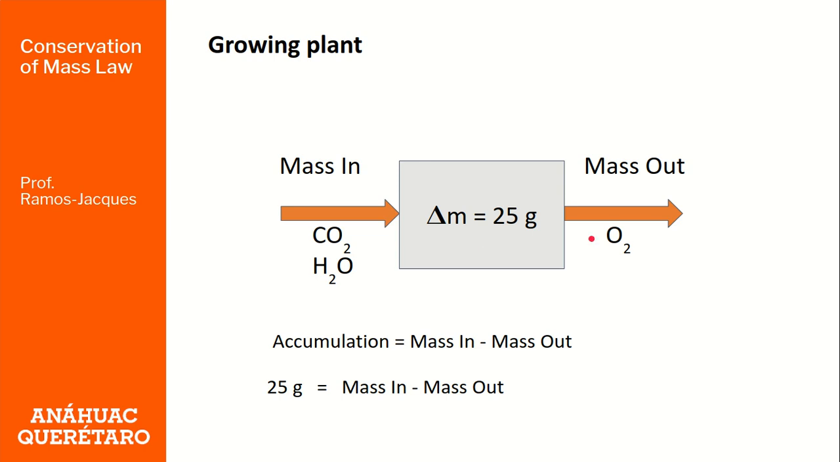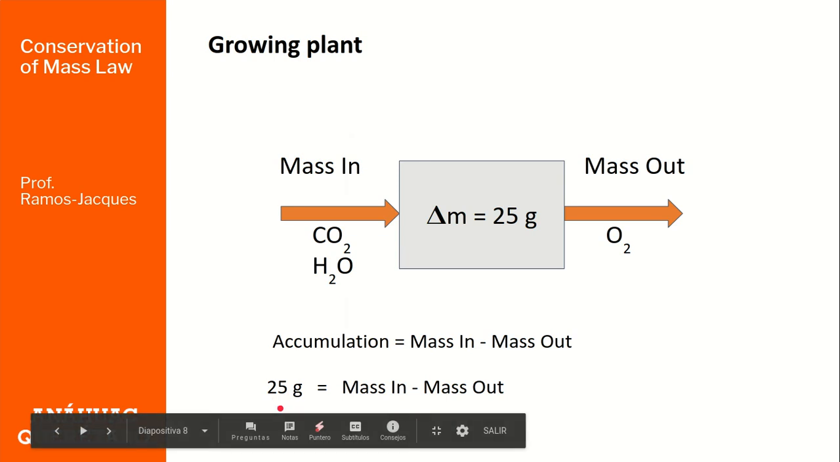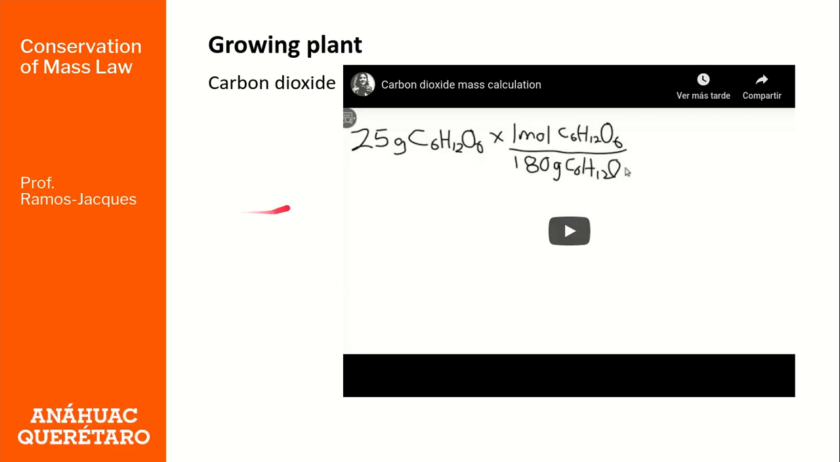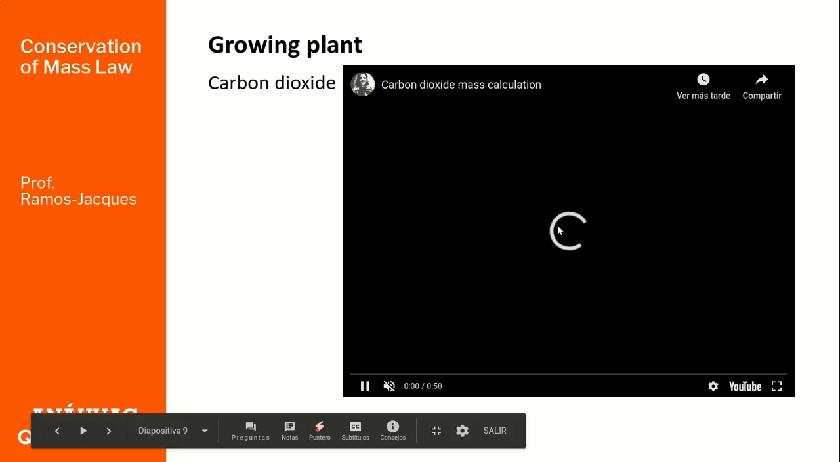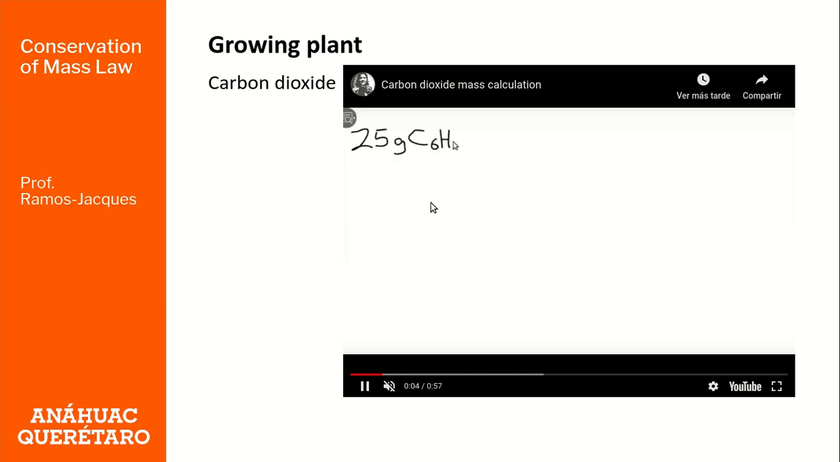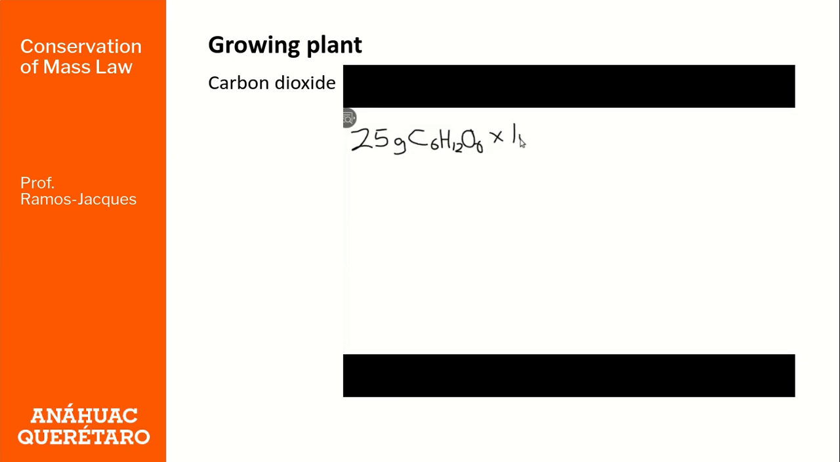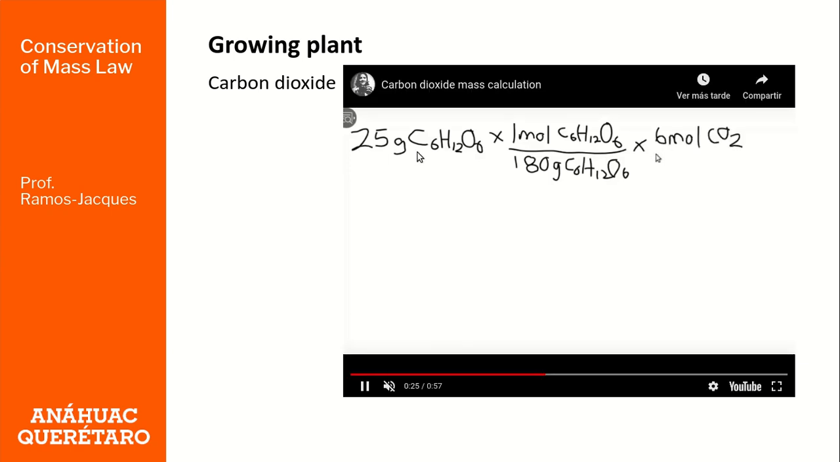Then, using basic stoichiometry, we can determine the carbon dioxide mass. So we have the initial 25 grams of glucose, which is the accumulation in our system, and we can use the inverse of the molecular weight of glucose. We multiply by that, and we obtain the quantity of moles of glucose, and then we use the molar ratio obtained from the equation. For every 6 moles of carbon dioxide, we obtain 1 mole of glucose.